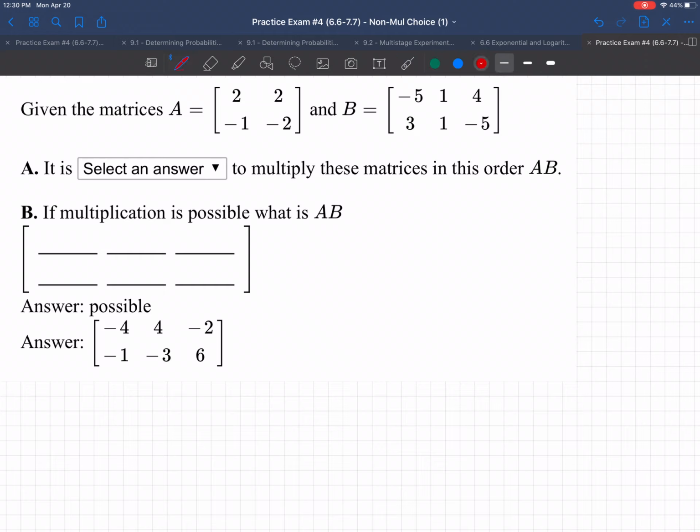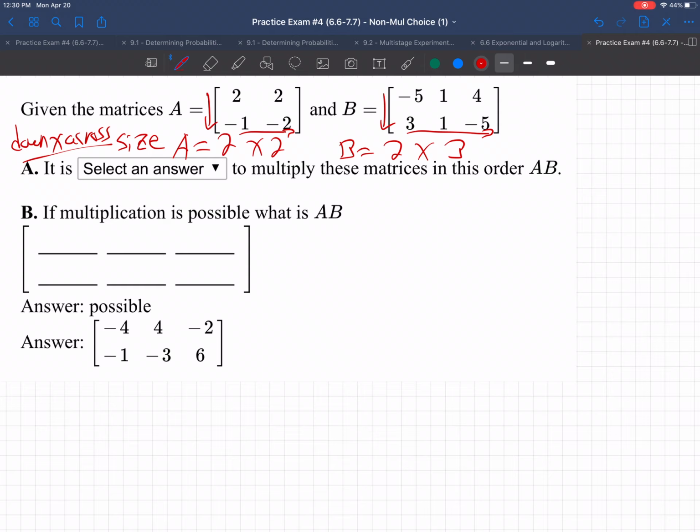First off, we have to figure out the sizes of the matrices. Whenever you do size, it's down first, then across. That's important that you remember that you go down first. So this is a 2 by 2, then across, that doesn't matter, they're both 2. A is a 2 by 2. But matrix B, you go down first, it's 2 down and 3 across. It's a 2 by 3. So that's different than a 3 by 2. So you got to remember, whenever you're doing sizes, you go down first, then across.